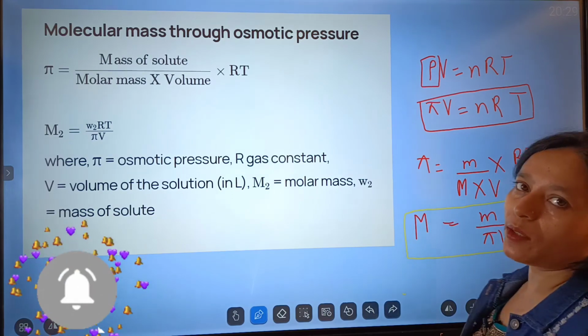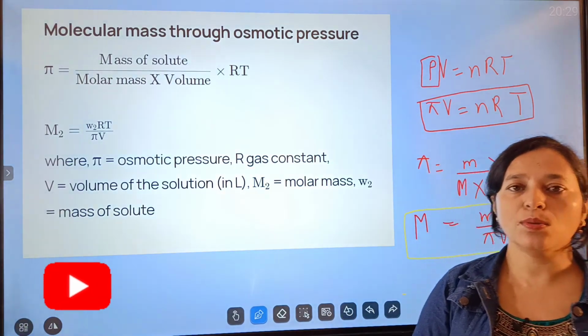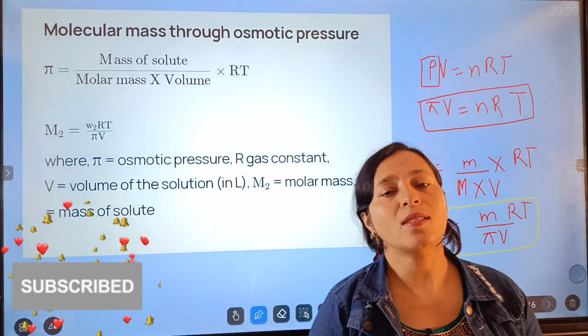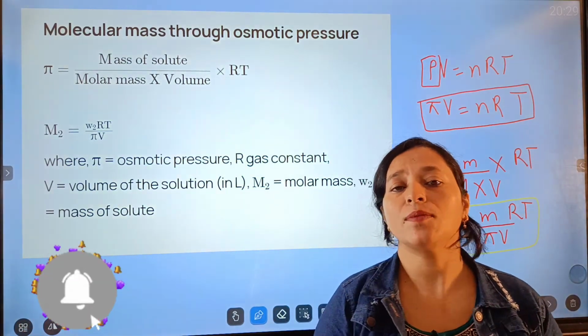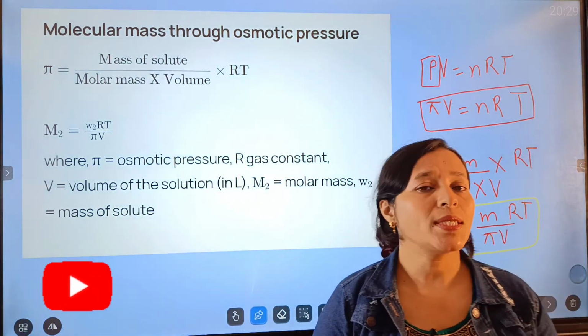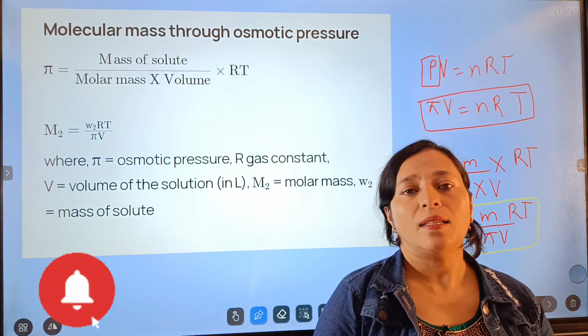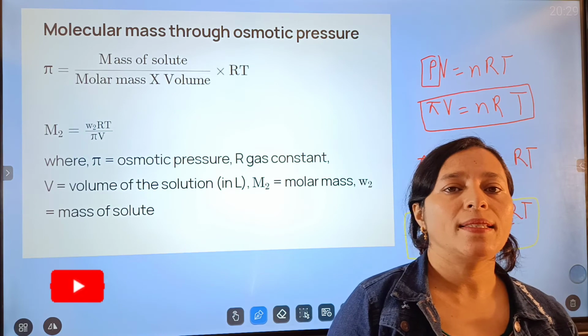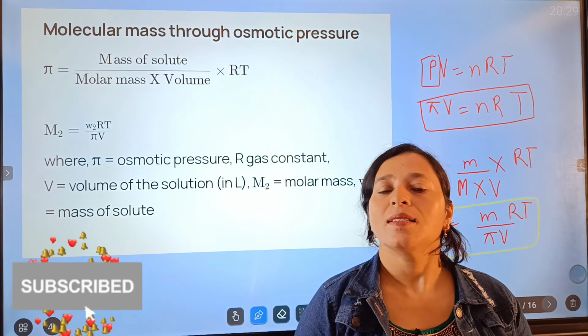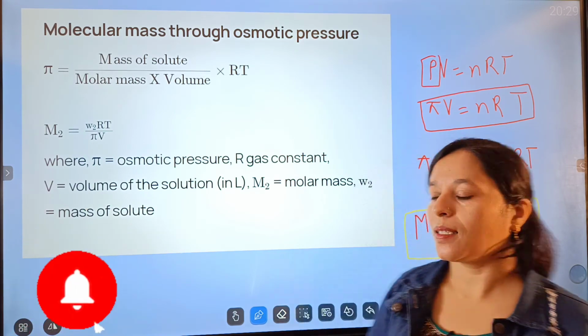I hope all the colligative properties are clear to you, and students, these colligative properties are very important from the board point of view. Some questions may come in your exams regarding this, to calculate the elevation in boiling point, to calculate the Kb, Kf and definitely the molecular weight.